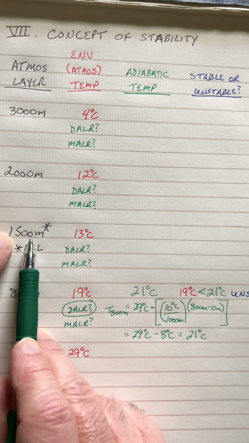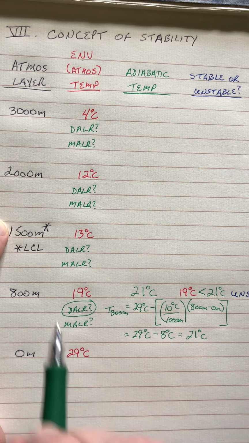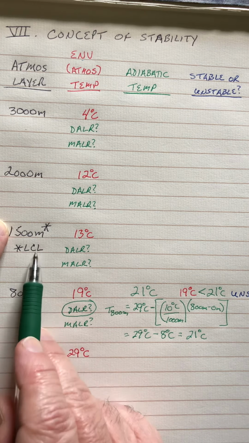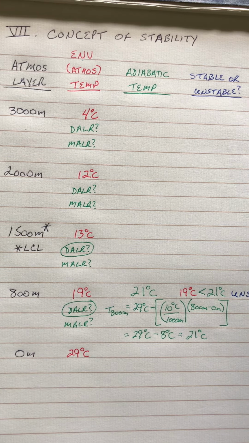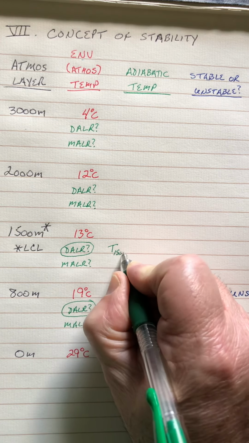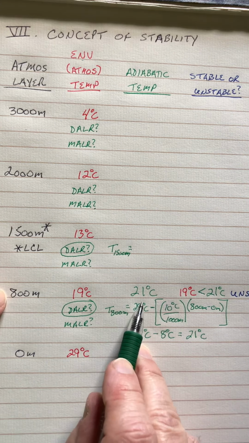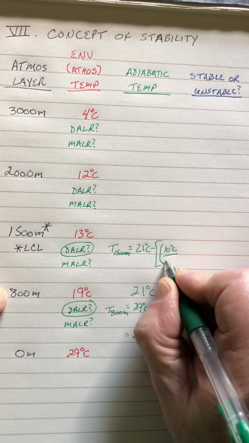Well, we haven't reached the lifting condensation level yet. We're going from 800 meters to 1500 meters. So the air is still unsaturated. Okay, it hasn't reached saturation yet. It hasn't begun to condense out its water vapor. And so here we would once again use the dry adiabatic lapse rate. And so our temperature at 1500 meters will be the temperature at 800 meters, 21 degrees Celsius, minus, because the air is rising and cooling, it is rising and cooling at the dry adiabatic lapse rate, 10 degrees C per 1,000 meters.